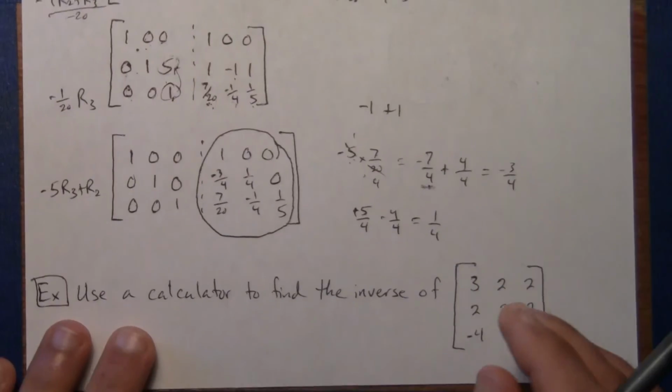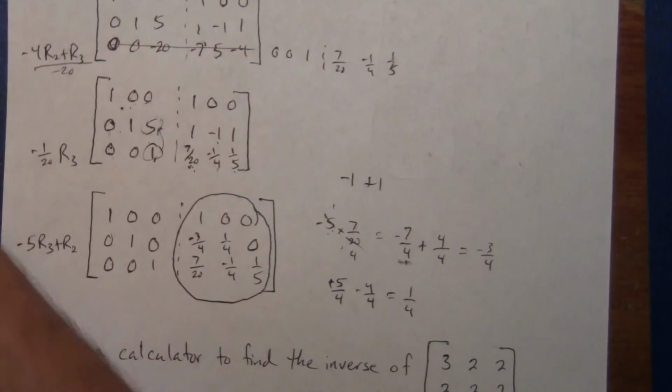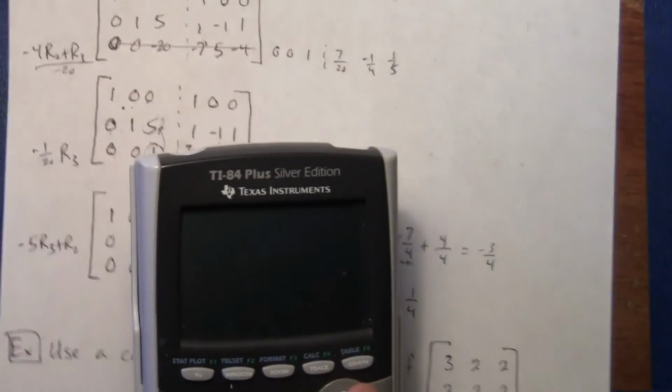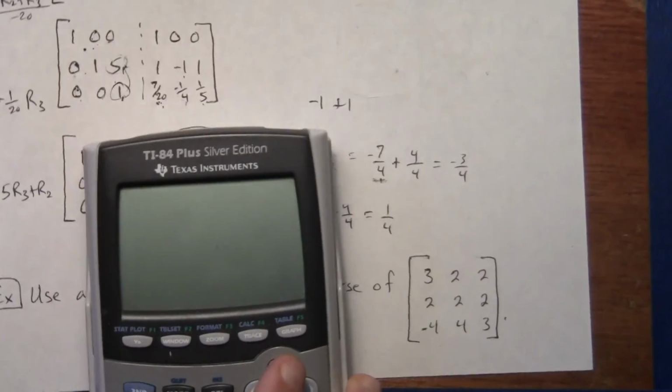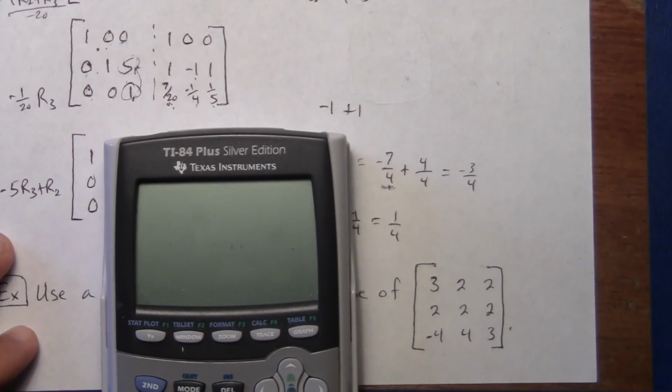Alright, the last one is, how do I do this with a calculator? If by chance you have a calculator on the test, or some of your homework problems ask you to do this, then you can simply type it in. All you need to do is, first of all, make sure it's a square matrix. If it's not a square matrix, you just immediately say there's no inverse.